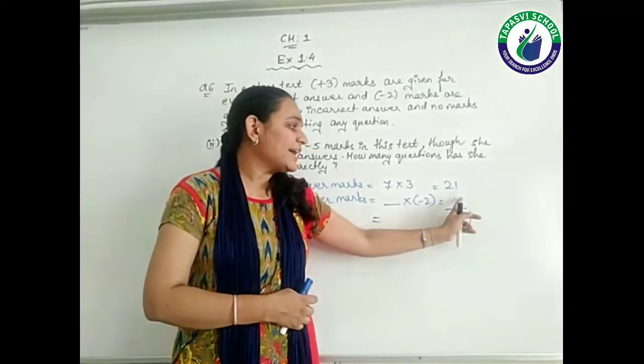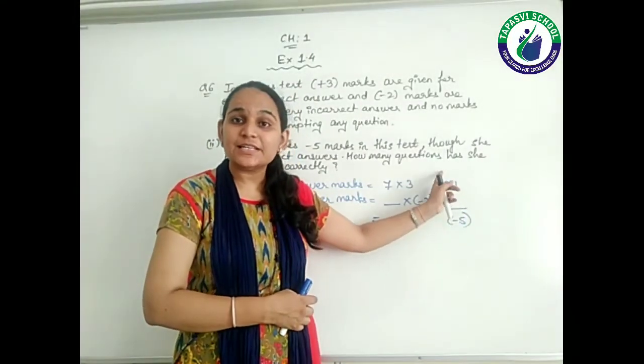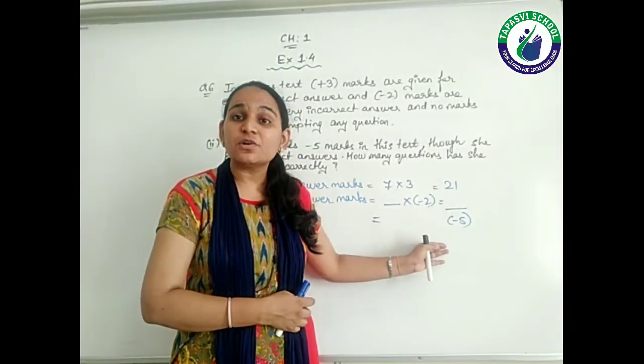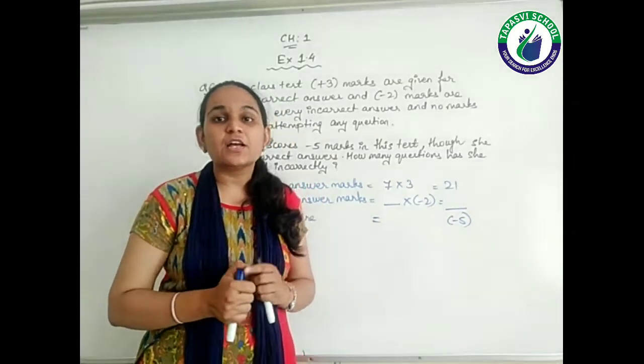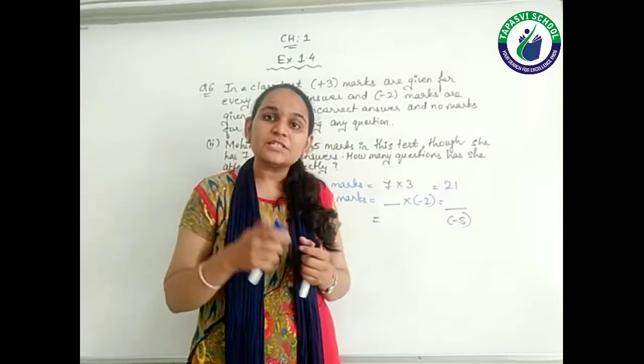That means this value needs to be greater than this. Then it is possible to get minus 5. So we need to think a little bit in the reverse direction.